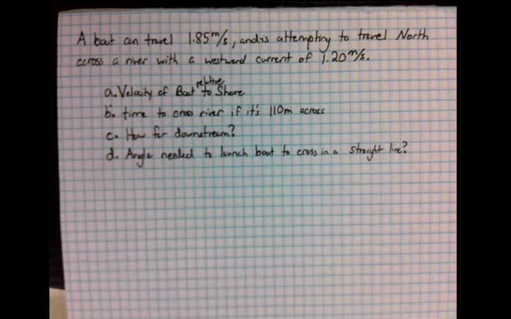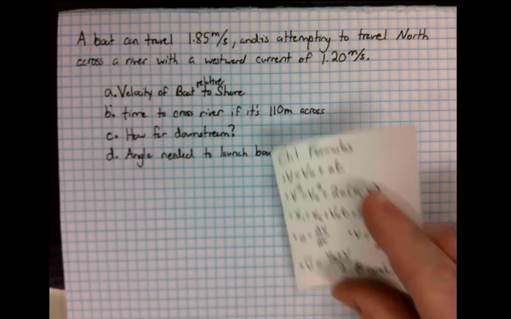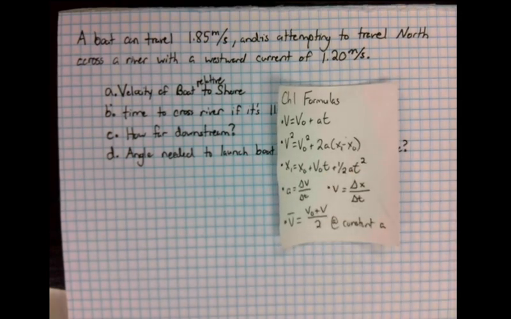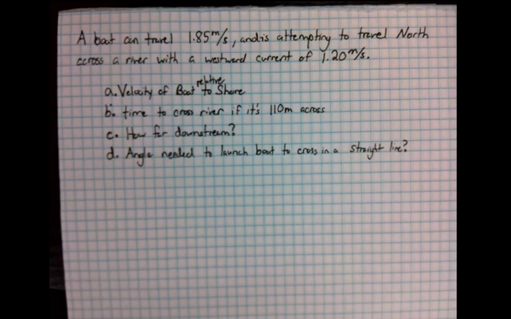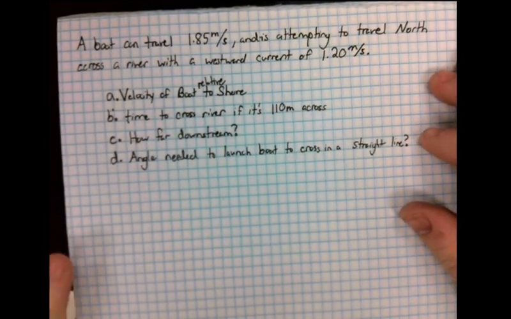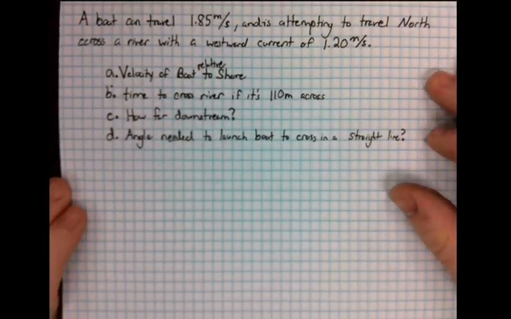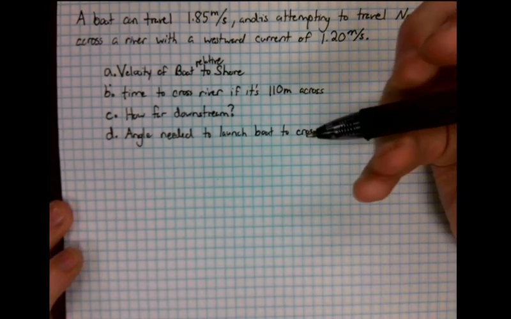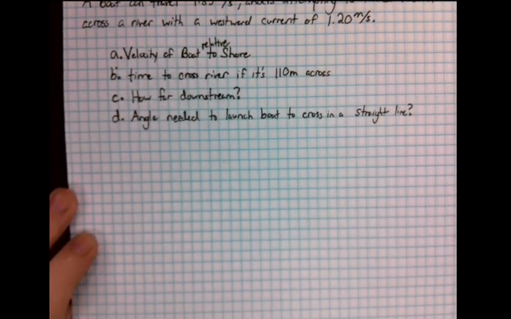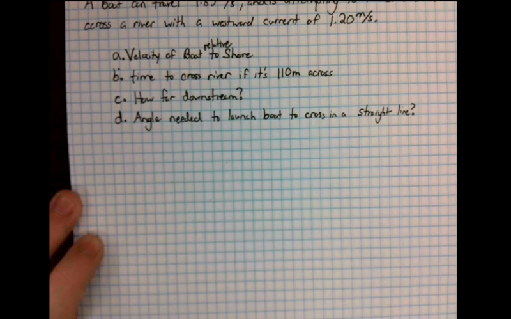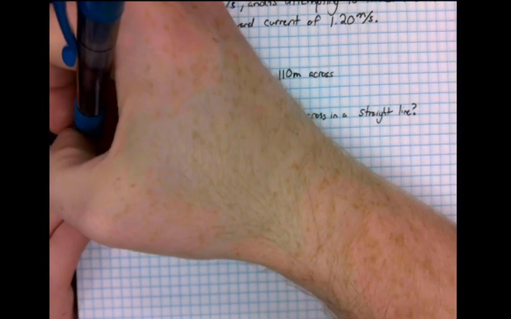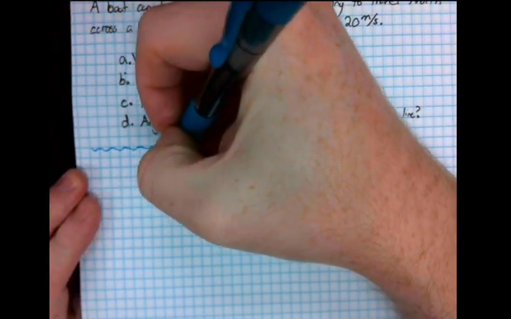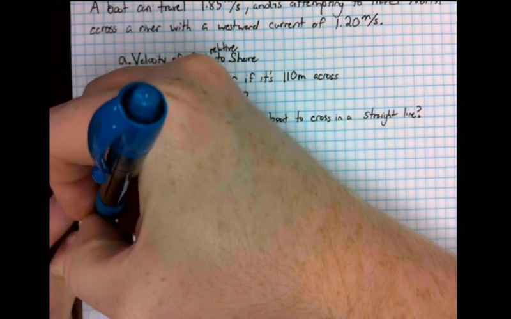I am going to need, or we will both need, our Chapter 1 formulas for this example problem. So make sure that you've got your Chapter 1 formulas close by so we can use them if we need it, which we will, hint, hint. But we're going to start this just like we do every other problem, where we're going to have a picture. So I'm going to start with my beautiful river right here.